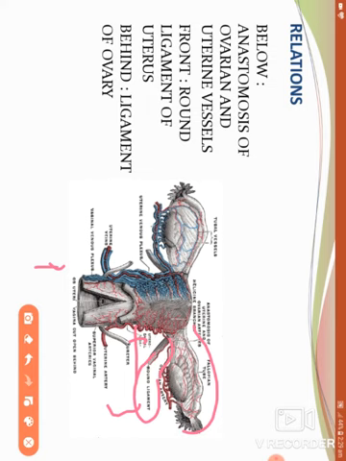Additional to that, you can see here the ligament of the ovary. These are the structures which lie below the uterine tube.